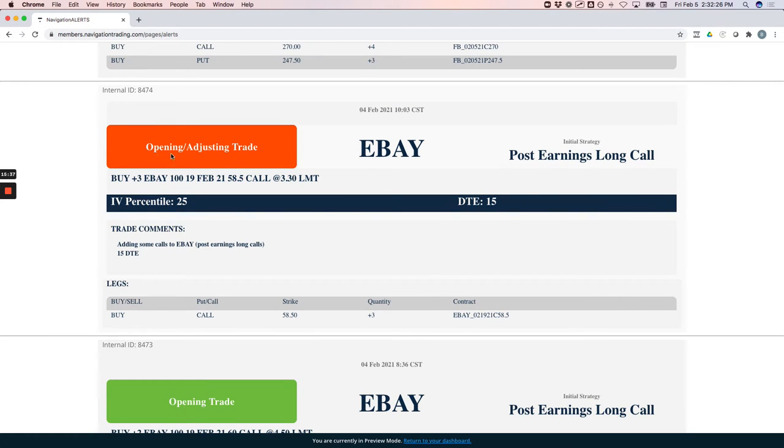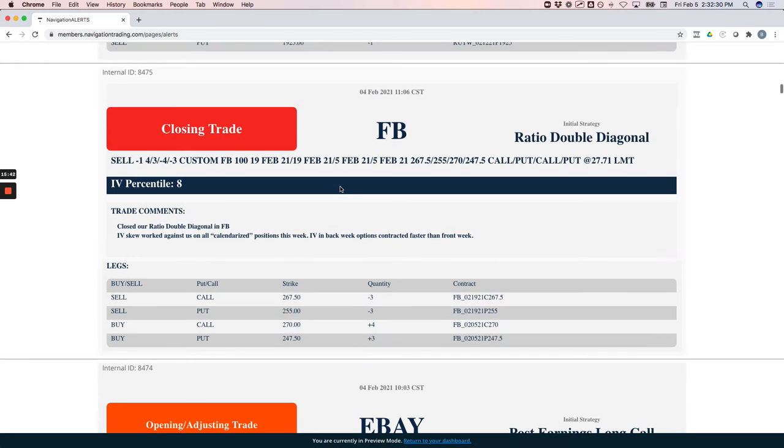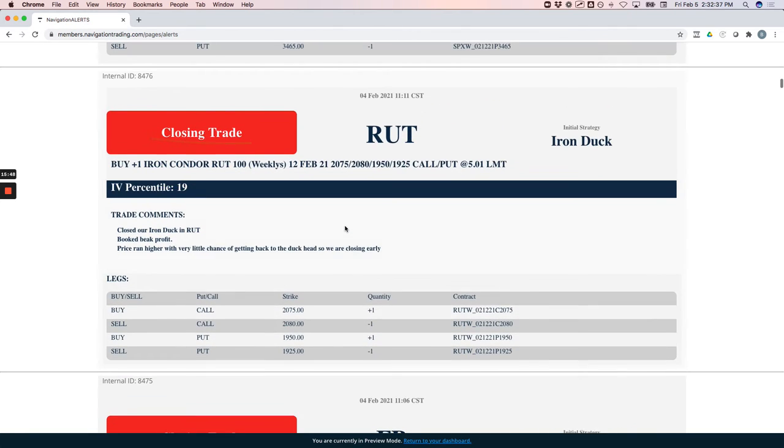Post earnings long call. So that, yeah, this is an opening adjusting trade. This is where we added some more. Facebook ratio double diagonal. That's when we closed. We ended up taking a loss on that one from that IV contraction.